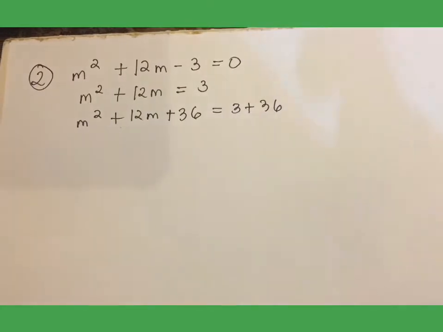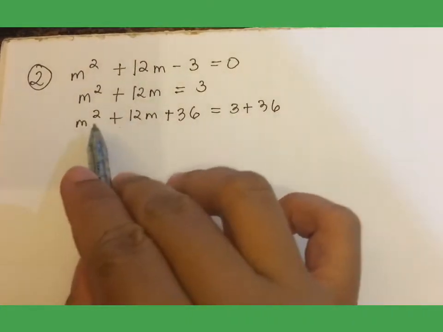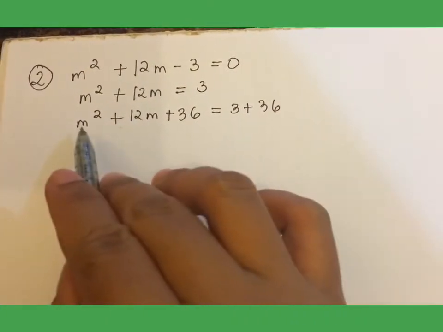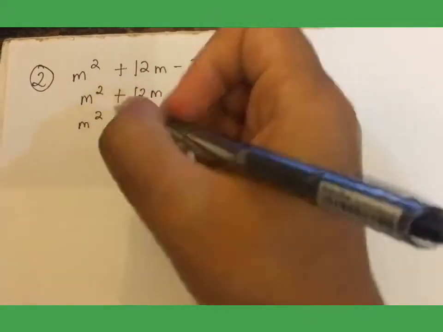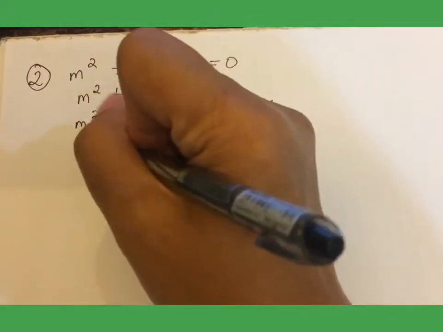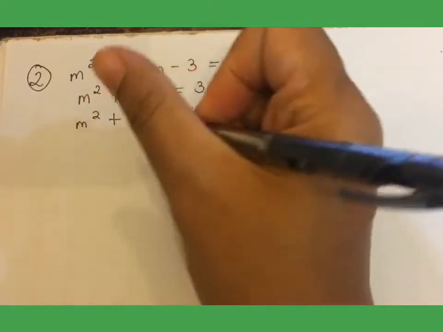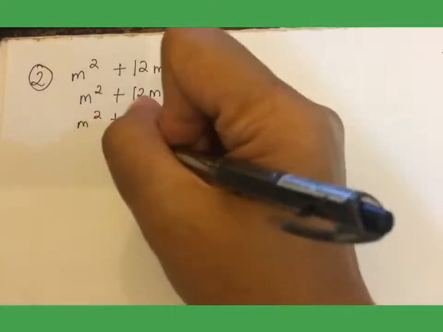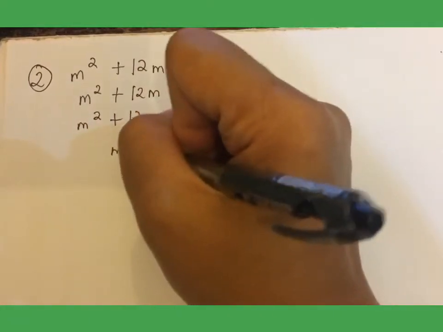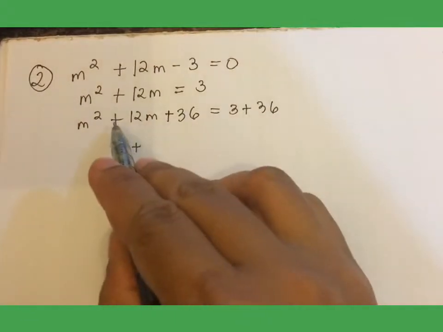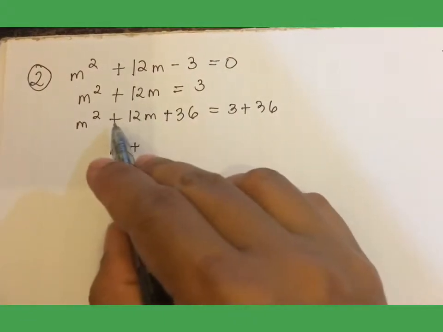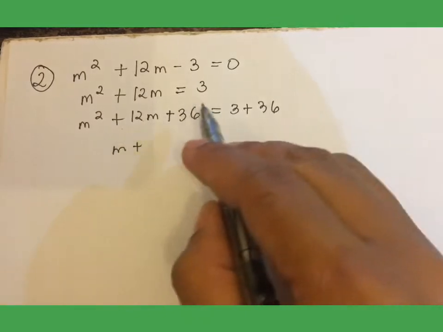Okay, do not forget that. Now, this is a perfect square trinomial, so I can now factor it. How do you factor a perfect square trinomial? First, you get the square root of the first term, that is m, plus, since the middle term is addition, I'll just bring down plus.